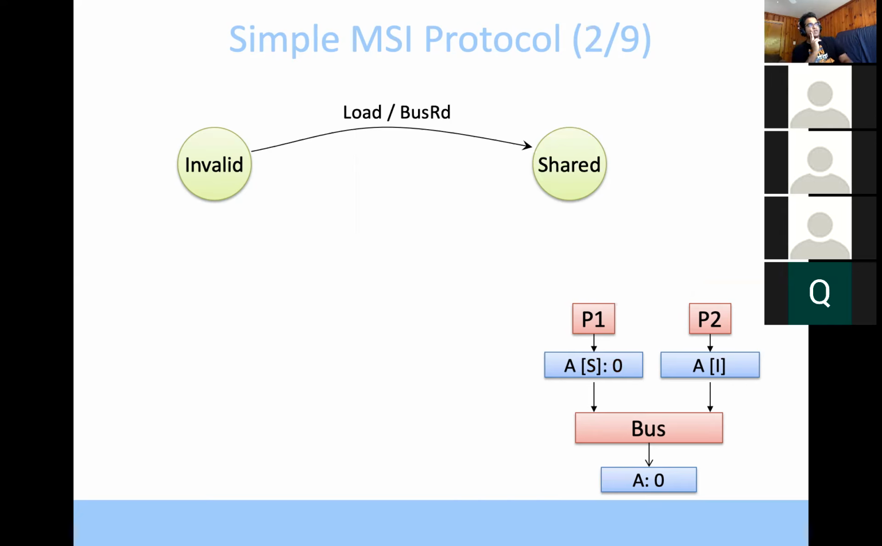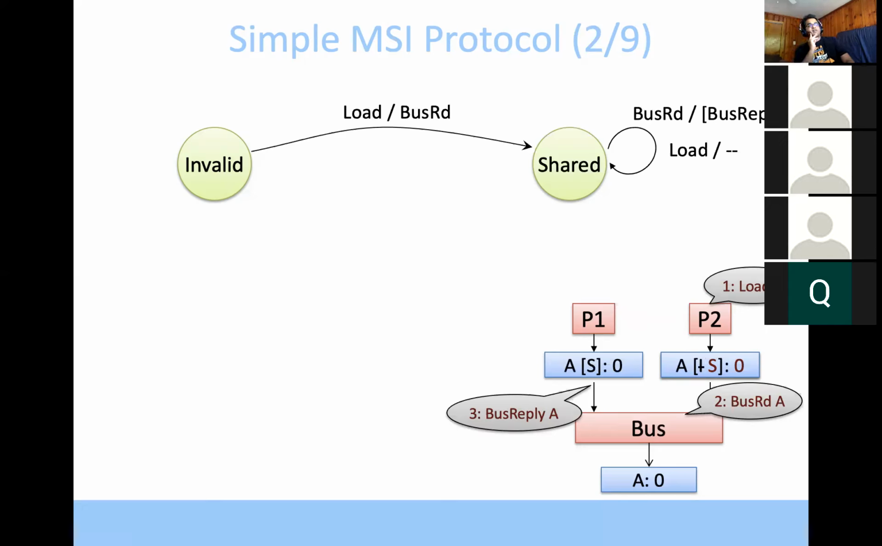Now, once you have the value shared, you can load that value as many times as you want, and you still remain in shared. There's no broadcast required for that. So you can have another processor do a bus read, and at that point you'll get this bus reply from processor 1 saying I'm also shared. I'm also sharing this data, and here's the value as it exists, right?